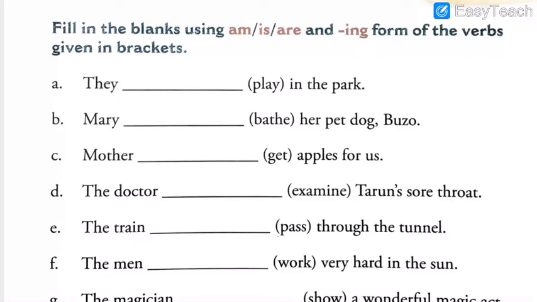Fill in the blanks using am, is, are and the ing form of the verbs given in the brackets. Now, we have to solve this exercise in which we have to see the subject at the starting of the sentence. We have to choose any one, am, is, are, according to the subject, and then add ing to the verbs given in the brackets. Very easy. Let us solve this. I hope that you are ready with your pencils and books. I will give you a couple of seconds to get ready.